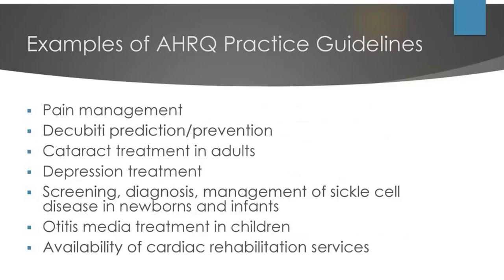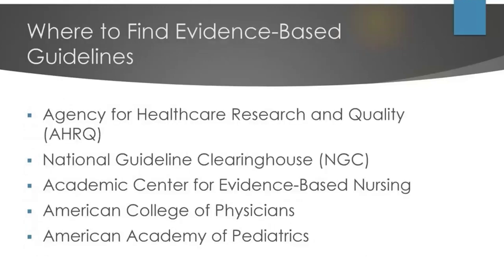That is pain management, acuity prediction, prevention, cataract treatment in adult, depression treatment, screening, diagnosis, management of sickle cell disease in newborns and infant, otitis media treatment in children, and availability of cardiac rehabilitation services, and there are many more. So there are other agencies also where you can find these guidelines. Agency for Health Care Research and Quality is there, which we have been discussing. National Guideline Clearinghouse, Academic Center for Evidence-Based Nursing, American College of Physicians, and American Academy of Pediatricians.